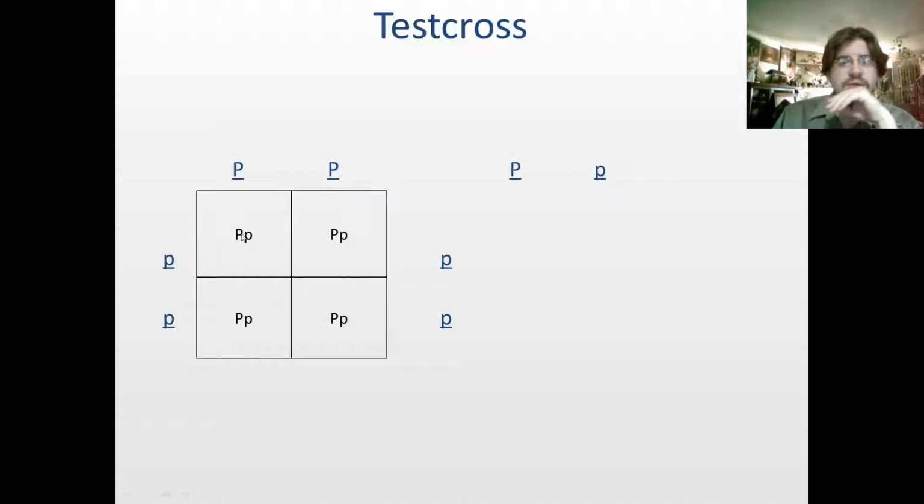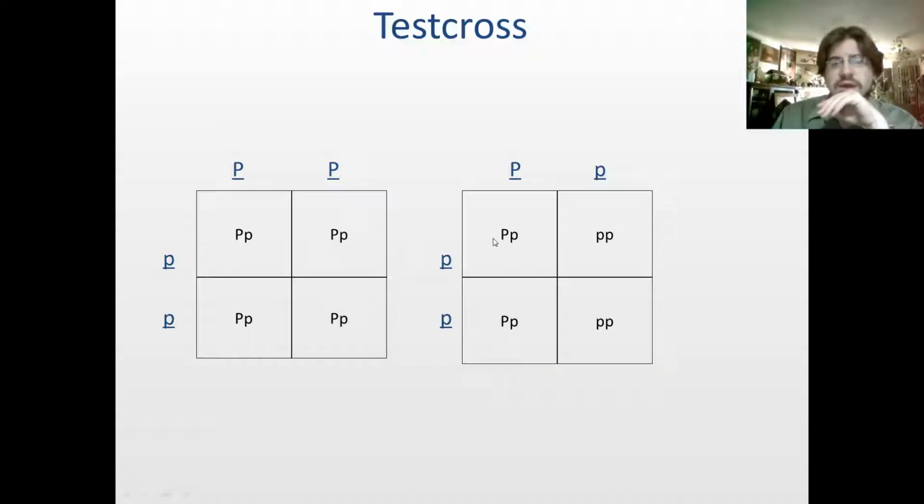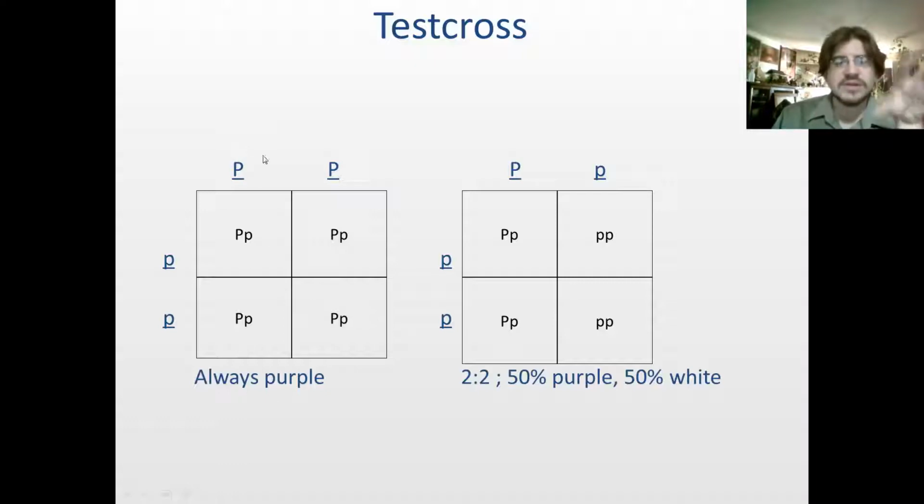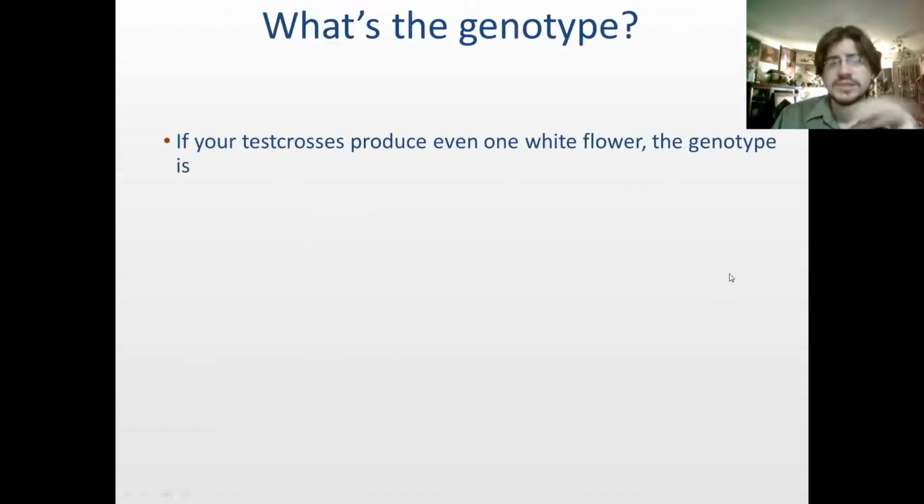Bam. This one, we get all heterozygotes. This one, we get 50% heterozygotes, 50% homozygous recessive. So in the first test cross, where our unknown parent is homozygous dominant, the offspring are always purple. In our second test cross, if the unknown parent is heterozygous, half the offspring are purple, half the offspring are white. So what's the genotype?